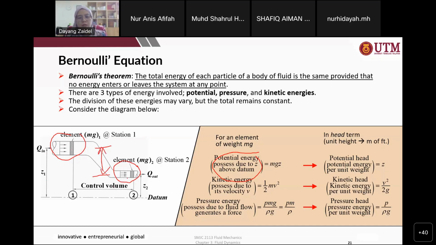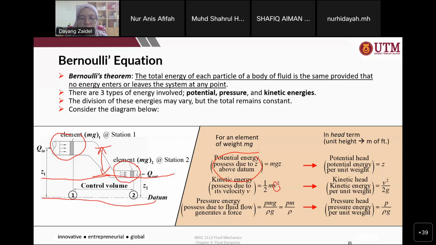Okay, for example, in this one, take this as the reference line, or you can have this one as your reference line. Then this will be your difference. Then your Z2 equals 0, Z1 equals the level, the distance between the 2 points. That's the potential energy, mgz. Then we have kinetic energy, which involves the velocity.